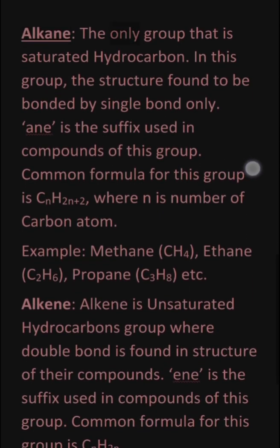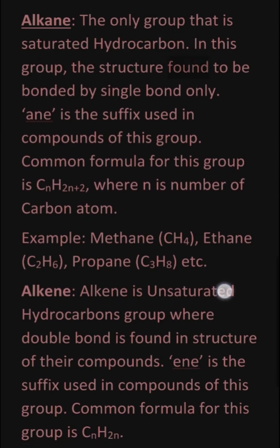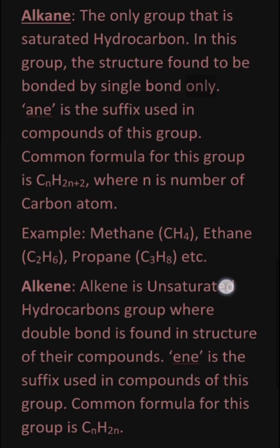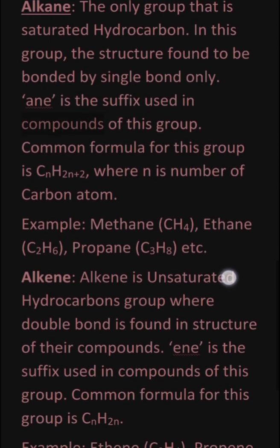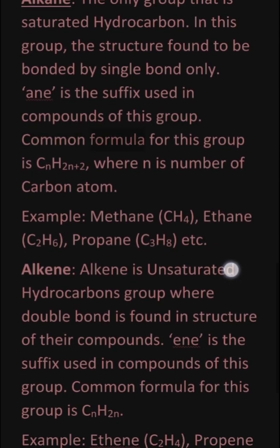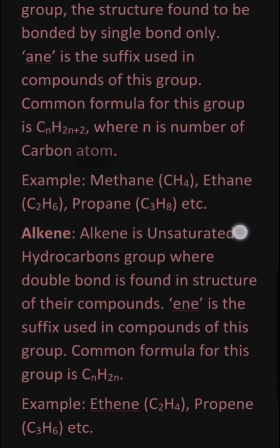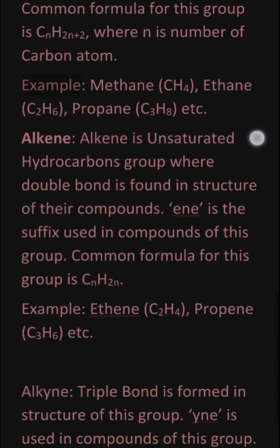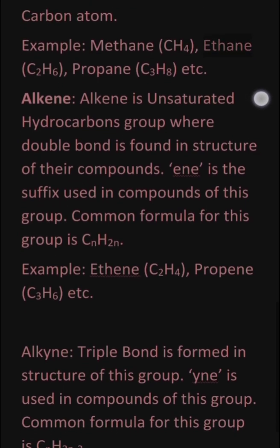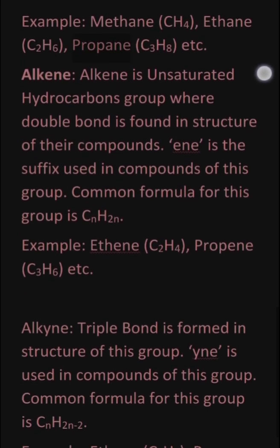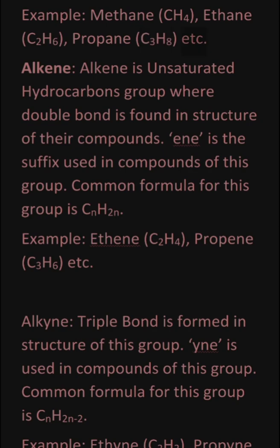Alkane: the only group that is a saturated hydrocarbon. In this group, the structure is bonded by single bonds only. Ane is the suffix used in compounds of this group. The common formula for this group is CnH2n+2, where n is the number of carbon atoms. Example: methane, CH4, ethane, C2H6, propane, C3H8, etc.